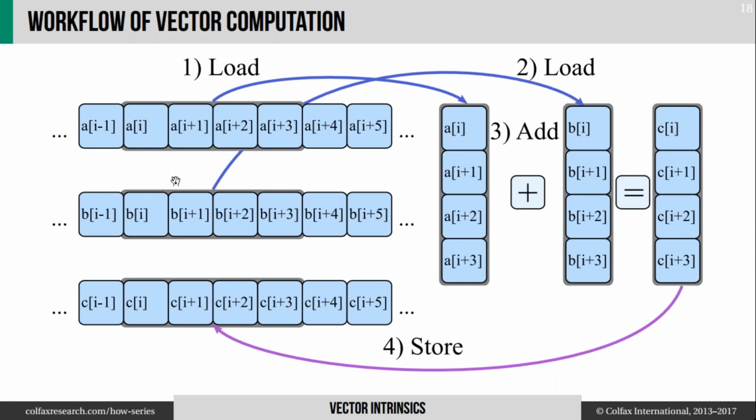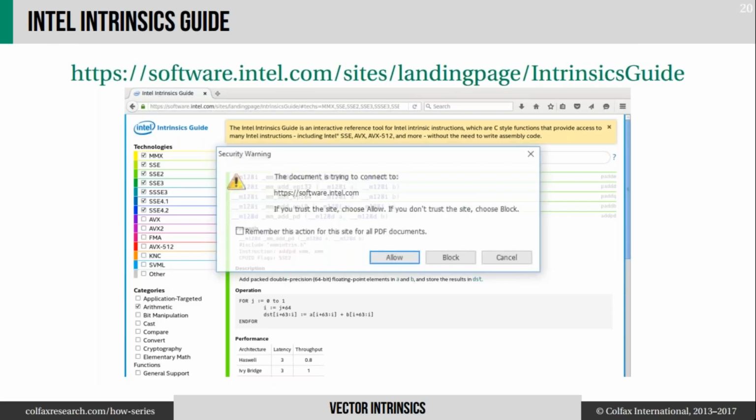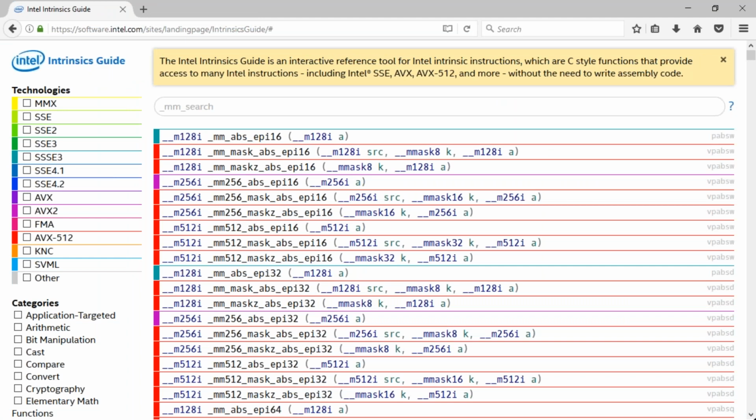Well, how exactly do you figure out which intrinsics to use? Well, you can look at your processor. In Linux, /proc/cpuinfo will show you flags, and under flags you will find acronyms for all the instruction sets supported by your processor. Once you know the instruction set, you can go to the Intel Intrinsics Guide, which is a very interesting interactive page. It is really exciting.